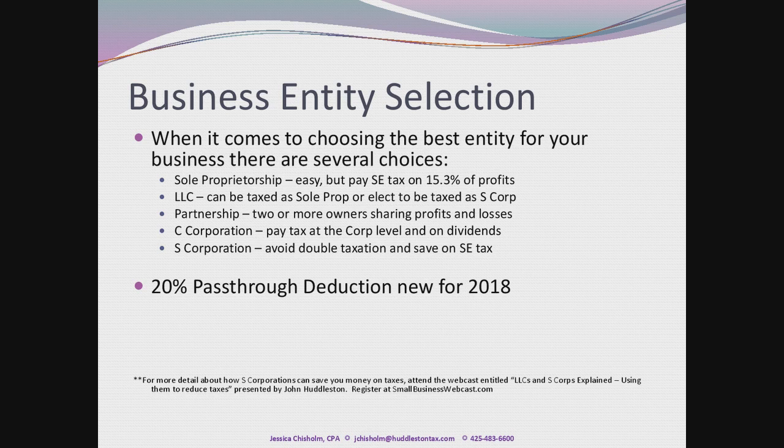Also new for 2018 is the 20% pass-through deduction for pass-through businesses. This will be for sole proprietorships, partnerships, and S corporations. Basically, 20% of the net income will be a deduction on page 2 of your 1040. There are income limitations as well as industry limitations, so you will want to contact a tax professional to see how you would best qualify for that 20% pass-through deduction.